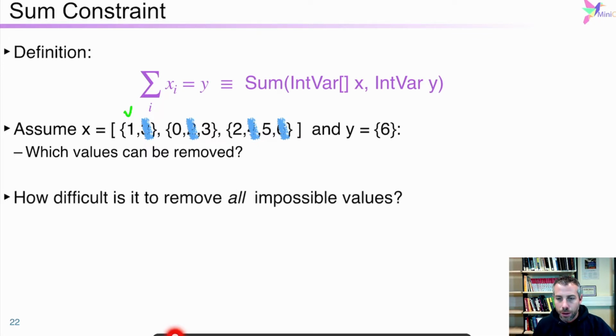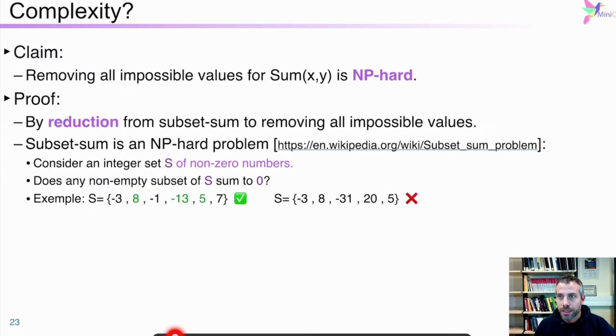But how difficult is it to remove these values? Can we design a filtering algorithm that would be able to remove these values efficiently for the sum constraint? Unfortunately, the answer to that question is no. It's not easy to do. The problem is NP-hard, and we can reduce subset sum to the domain-consistent filtering algorithm for the sum constraint.